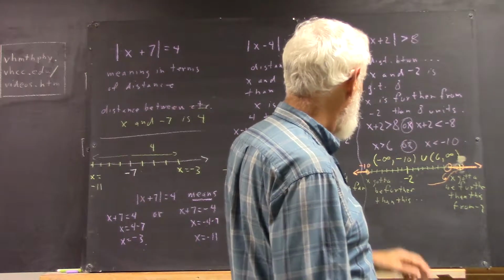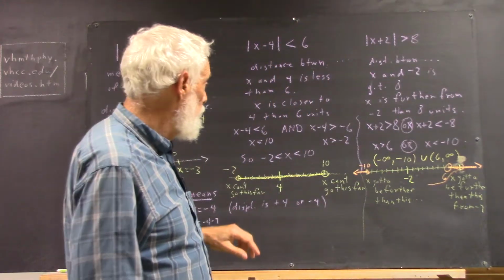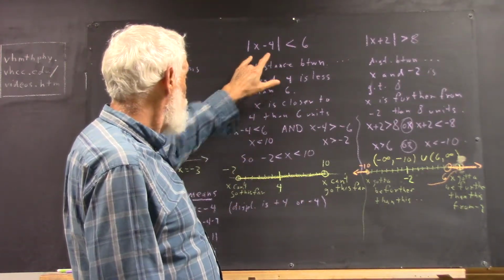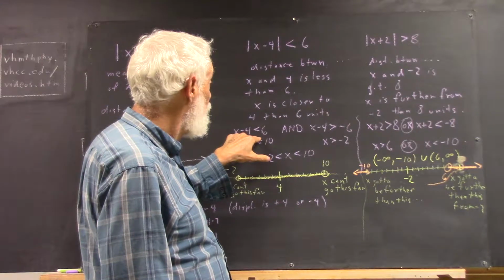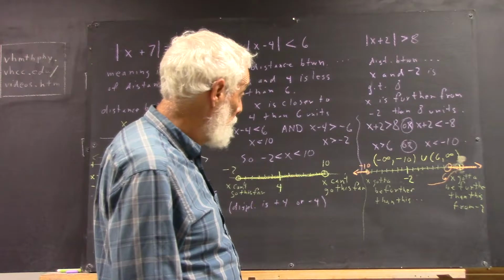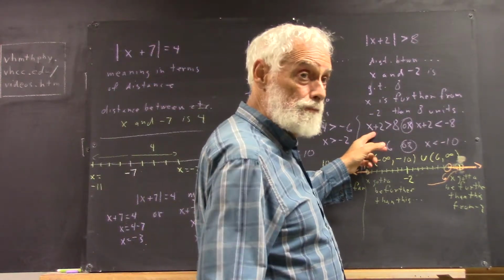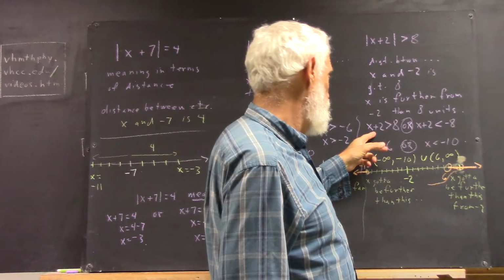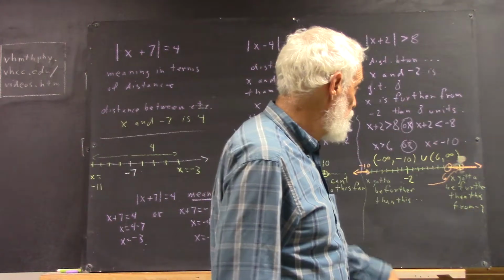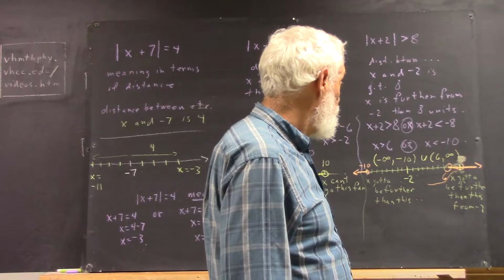Okay. Now, we can do it algebraically, and the way we write this algebraically, over here, a less than said this thing has to be less than 6, and it has to be greater than negative 6. Here, what we're saying is that x plus 2, your displacement, has to be greater than 8. That would correspond to this. Or it has to be less than negative 8.